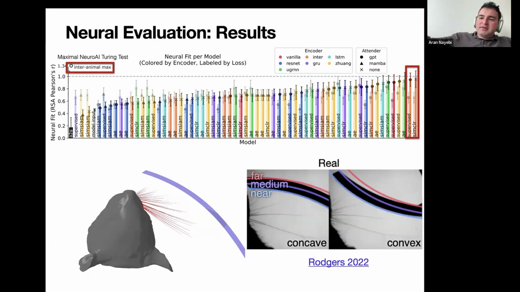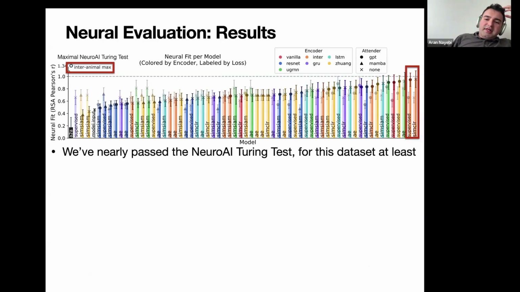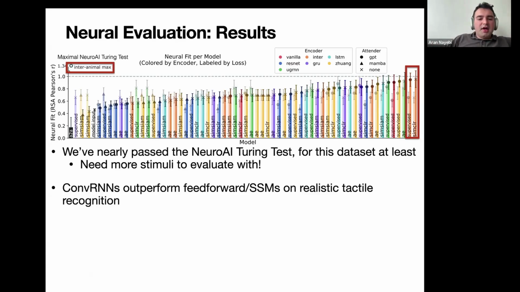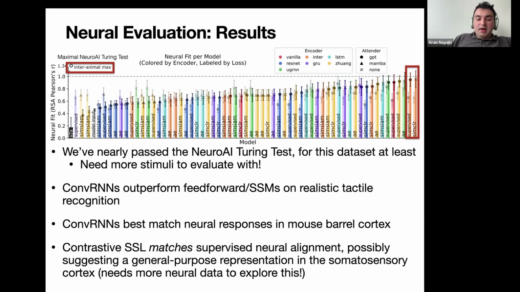So again, this kind of contrastive SSL, but with a recurrent encoder. The same types of models that did well on the tactile recognition task. So going forward, we'd love to try this on data sets with a lot more conditions, neural data sets, to further separate models. But the main takeaway is that these biologically realistic recurrent models outperform state space models and transformers on realistic tactile recognition, and best match neural responses in mouse barrel cortex.